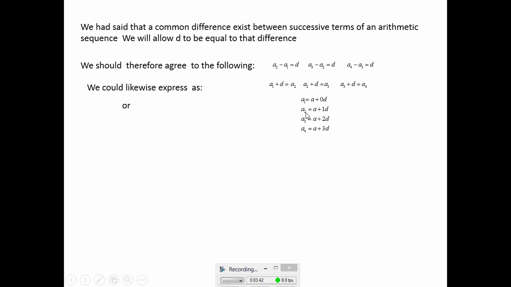Or alternately, okay, A1 is the first term, which sometimes we'll just drop the subscript, okay? A1 is A plus no difference, okay? It's just no common difference. A2 is the first term plus 1 times the common difference. A3 is the first term plus 2 times the common difference, okay? A4 is the first term plus 3 times the common difference, okay?